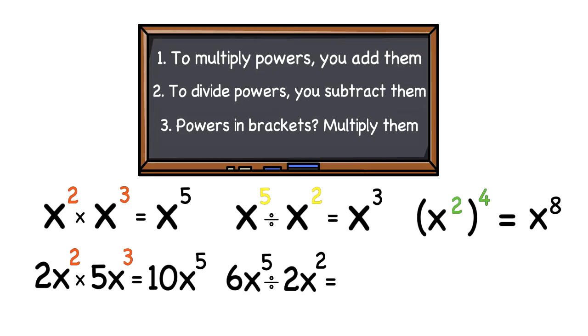Again, here I want to treat my larger numbers as normal, so 6 divided by 2 is 3, and then to divide powers I can do 5 take away 2, which is 3. So the answer to that would be 3x to the power of 3.